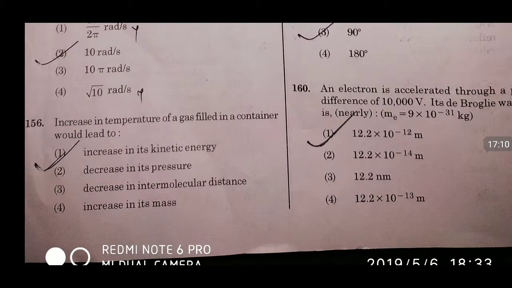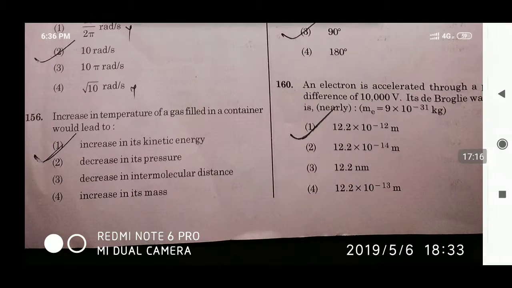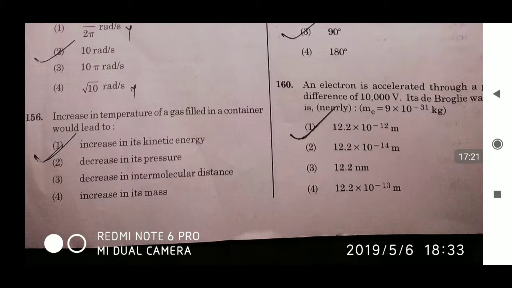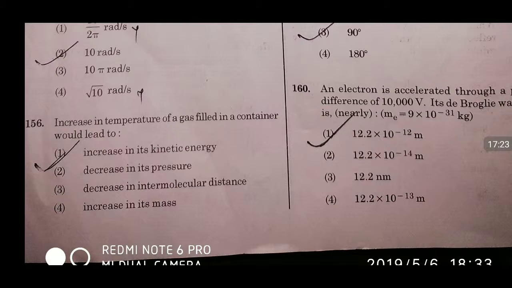Increase in temperature of a gas filled in a container would lead to... Then the right option is increase in its velocity. Option number first: increase in kinetic energy.